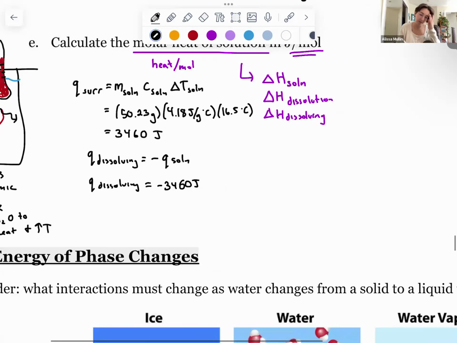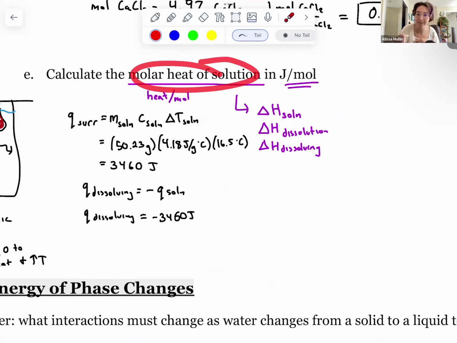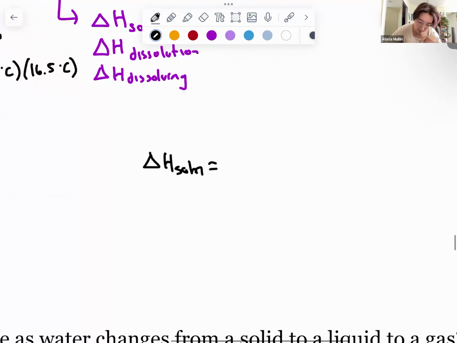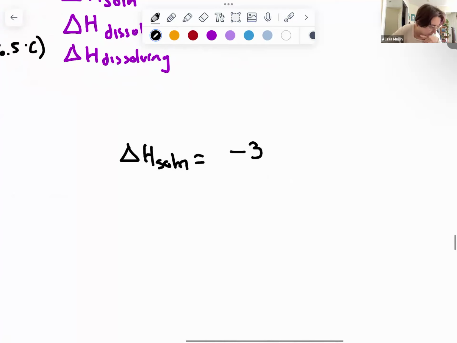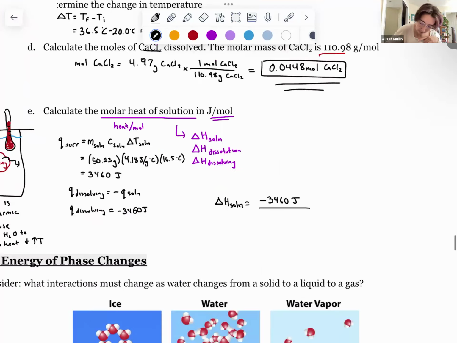Okay, cool. So that is the heat involved. That is just how much heat was transferred. But if we ever want to have an enthalpy, if we ever want to understand the molar heat, we have to consider how much happened per mole. So all you have to do for that is put it over the moles that were involved. So negative 3460 joules over moles from up here.